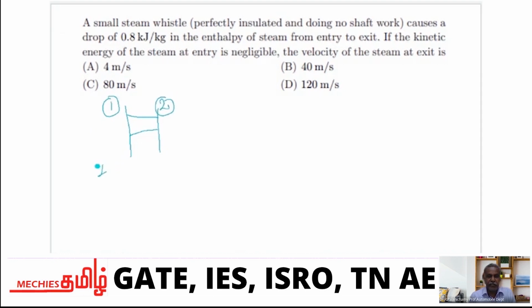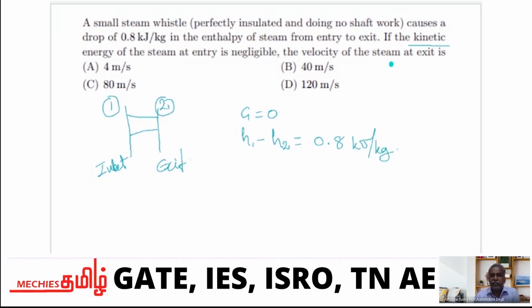This is the inlet, one is always inlet. The kinetic energy of the steam at the entry is negligible, so we can take it as 0. The enthalpy of steam from entry to exit drops by H1 minus H2, 0.8 kilojoules per kilogram. That is specific enthalpy, per kilogram. So we have to find the exit velocity, C2. Potential energy is not given, so we can neglect potential energy. The steady flow energy equation.